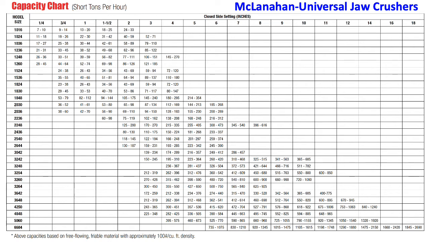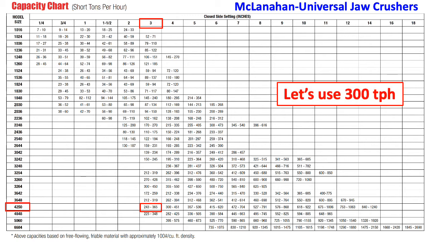Okay, let's calculate the total production of the crusher. The model is given as the 4250 model. The closed side setting is 3 inches, so we get a production capacity from 243 to 365 tons per hour. Let's use the average, 300 tons per hour.